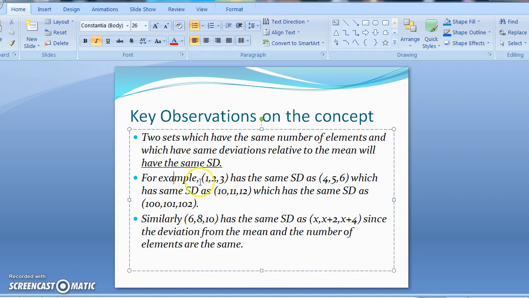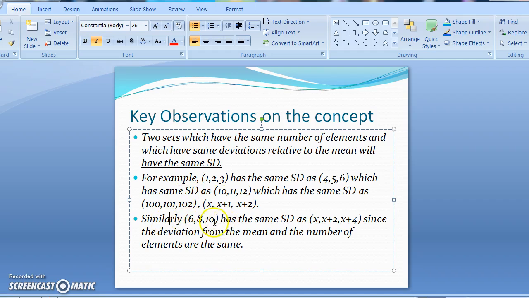Here's an example. 1, 2, 3 will have the same SD as 4, 5, 6, which will have the same SD as 10, 11, 12, which will have the same SD as 100, 101, 102, which will also have the same SD as, for example, x comma x plus 1 comma x plus 2, where x is any positive integer, right? So it's gonna have the same SD. Doesn't matter because deviations are going to be the same in all of them. The deviation from the mean are 1. So 1 this side, 1 that side, same thing here. So SD is gonna be same.